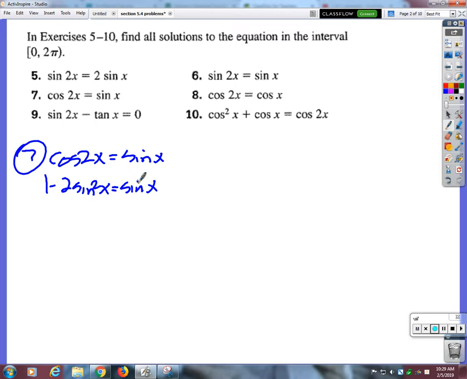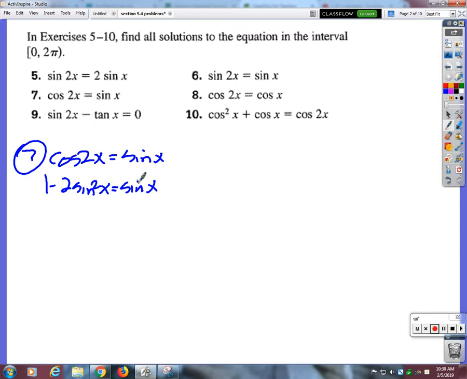Is it 1 minus 2 sine squared x? I don't know. Is it? It is? Okay. Cole was right. Braden's wrong. Is it like Friday the 13th or something, or a full moon?